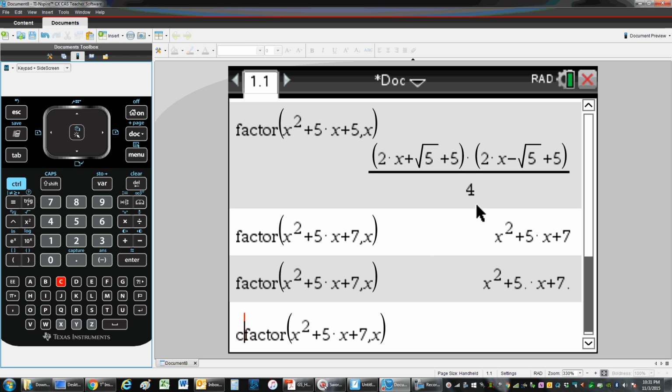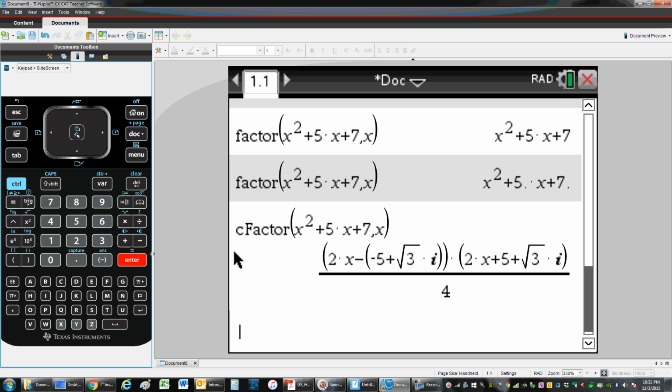You don't want it, if one of your roots is 4, to say 4 plus 0i every time you deal with one. But if you put the C in front, it's going to go all the way down. It's going to try to give you your i's and everything.